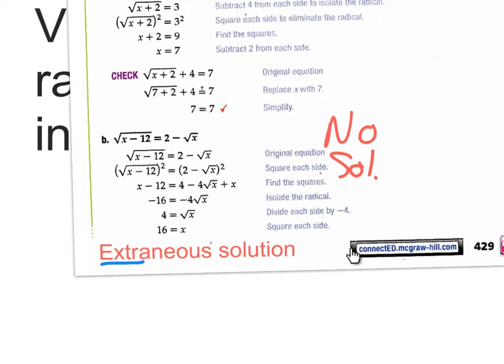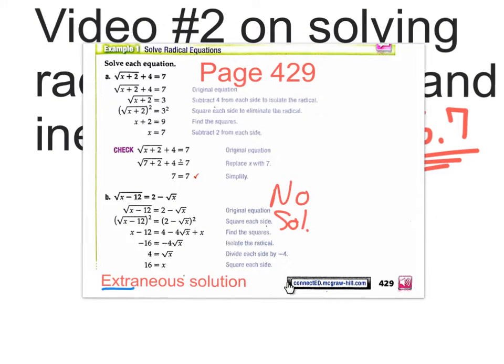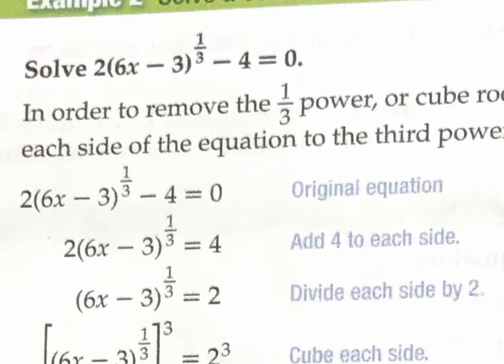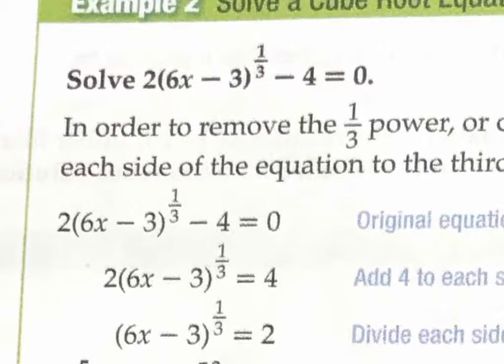Now let's turn the page and let's look at other examples. Let's jump to example number 2. This is also a radical equation, even though you don't see a radical right there. But we do have a rational exponent, the power of 1/3. And what is the power of 1/3 really? The cube root, right? The third root. So in reality, this is really 2 times the cube root of 6x minus 3, minus 4 equals 0.